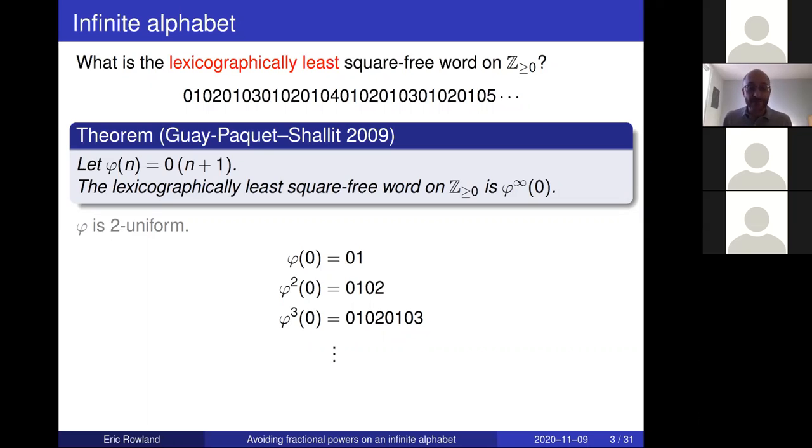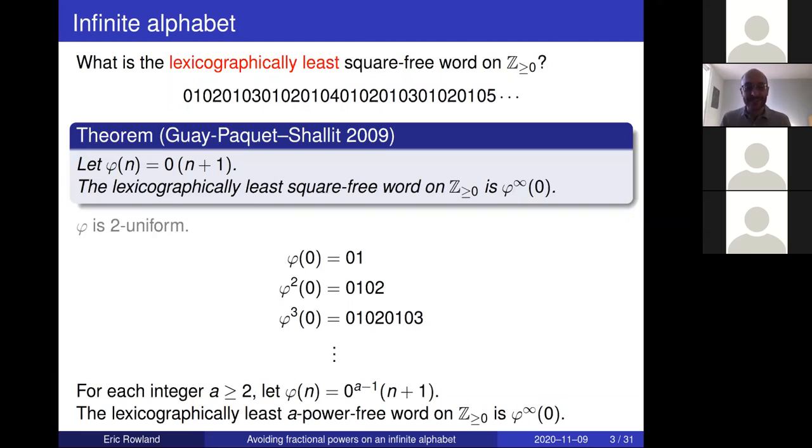And this morphism is 2-uniform, meaning that the image of every letter has length 2. So 0, n plus 1 is a word of length 2. And that's not a coincidence. The 2 is related to the fact that we're avoiding squares here. So their more general result is that if you take any positive integer a greater than or equal to 2, and you define this morphism phi of n to be not 0 followed by n plus 1, but a minus 1 zeros followed by n plus 1, then the lexicographically least a-power-free word on the non-negative integers is the fixed point of this morphism. And so this is an a-uniform morphism.